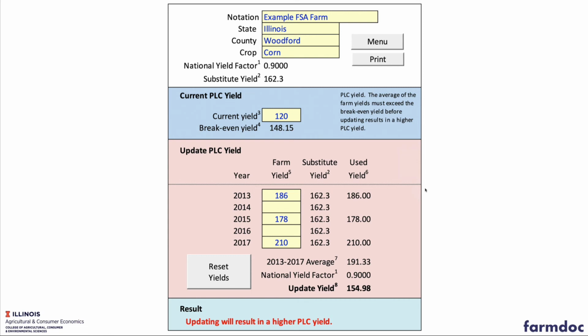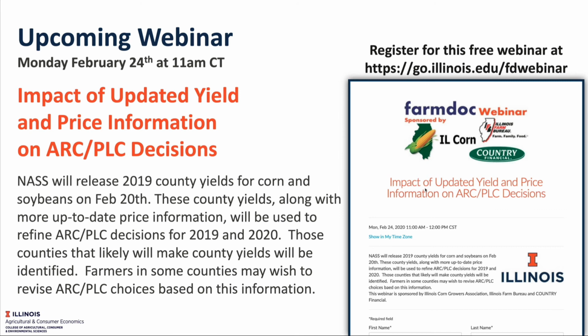The update yield will only be based on the yields that you have for the farm. There are no substitutes. Unlike ARC-IC, there are no substitutes. It's just the average of what you take times the factor, the national yield factor, that will result in that. Again, that decision is fairly straightforward. You do not have to do that by March 15th. You have to do the yield updating by September 30th, 2020.